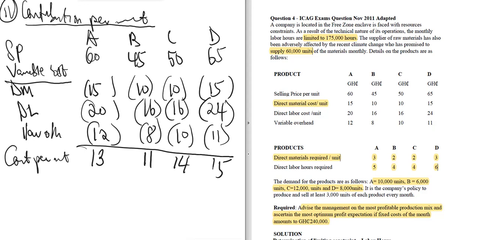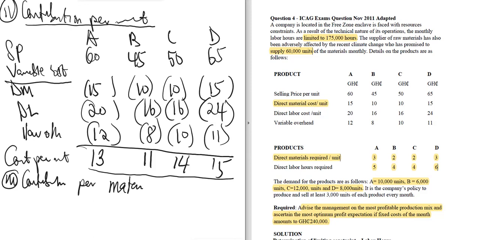That means we need what? Our contribution per limiting factor. So the next step is to get what? Contribution per material kg, right? Because that's the limiting factor. So contribution per material kg, I just have to divide this 13 by what? The material kg. This one we divide by 3 kg. We divide this by 2 kg. Divide this contribution by what?